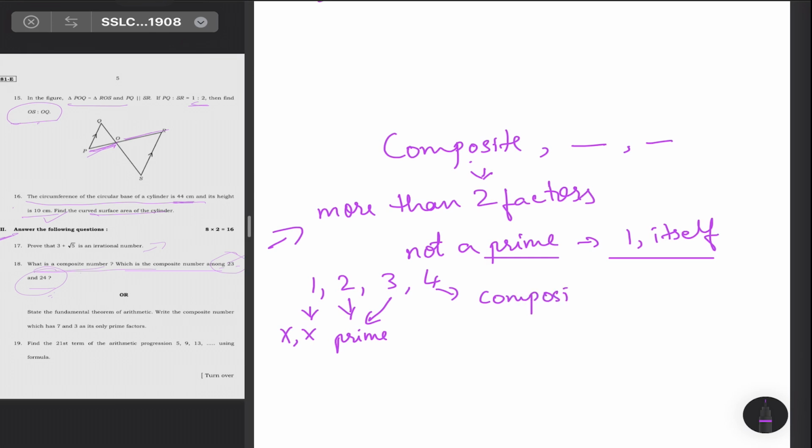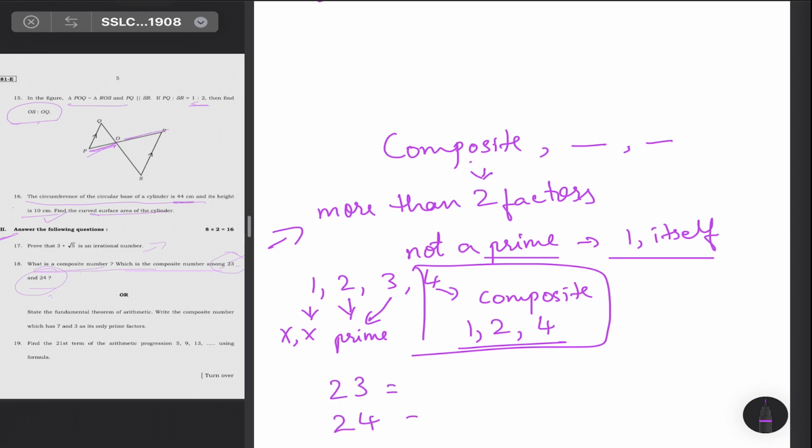Which are the factors of 4? It is 1, 2 and 4. So it has more than 2 factors. It is a composite number, an example of a composite number, and it is the first composite number. Now, knowing these concepts, if we discuss the factors of 23 and 24, 23 has 1 and itself as its factors, which is a prime number.